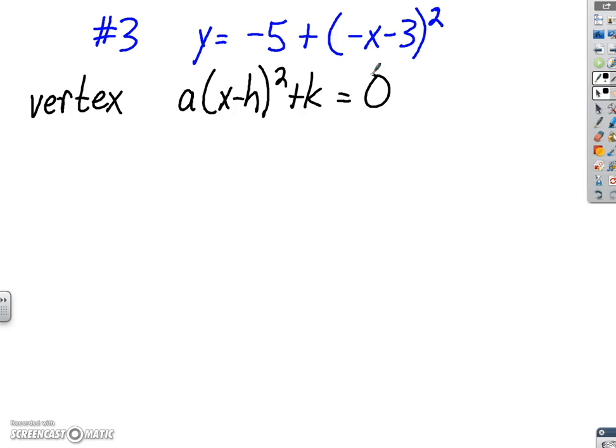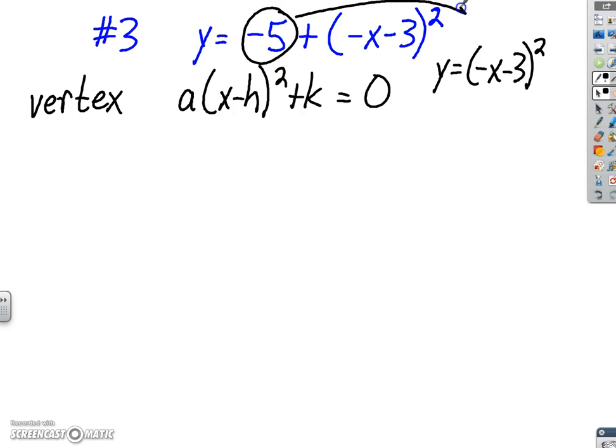But this one here, we got this -5 at the beginning. It's at the wrong place. Can we move that to the end? Absolutely. So let's go ahead and move this thing to the end. So let's rewrite this. Y equals, so now we don't need this positive thing anymore. So what do we got? We got -x minus 3 squared. And we're going to move this -5 out here to the very end. So -5. Okay, hey, that looks better.